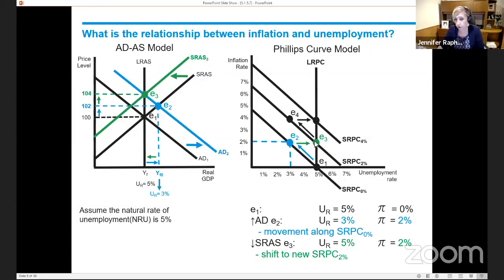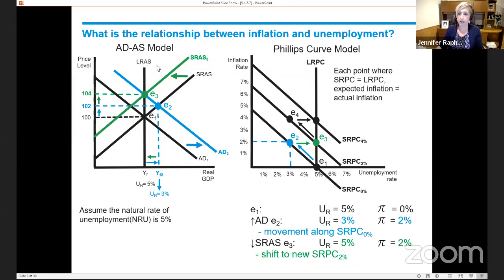So the long run Phillips curve here is just showing that at the natural rate of unemployment, the economy can restore itself to long run equilibrium at any expected rate of inflation. So each point where SRPC equals LRPC is a point at which the expected inflation rate is equal to the actual inflation rate. And I want you to remember that for when we do our practice questions, because I think that will help.